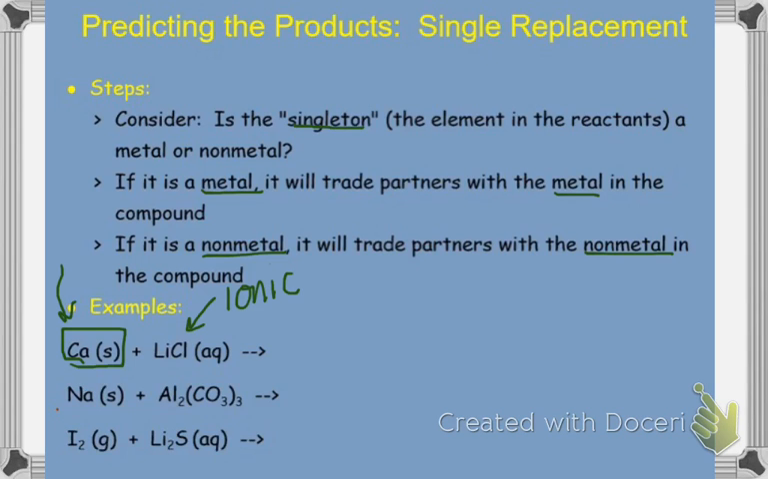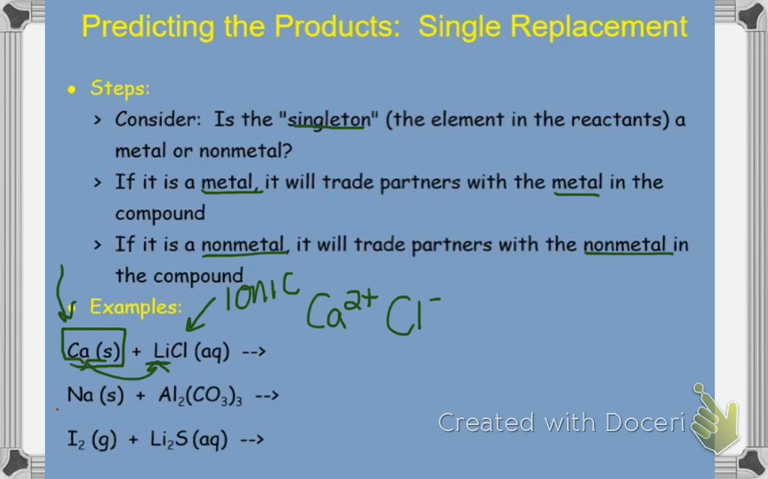So let's look at our example here with calcium and lithium chloride. Calcium would be a metal. It is in the second group or second column on the periodic table. That means it's going to trade places with the lithium in the compound. So I need to consider the charge on the ions when I make this switch. Cl makes a -1 because it's in column 7, and Ca would make a 2+ because it's in column 2.